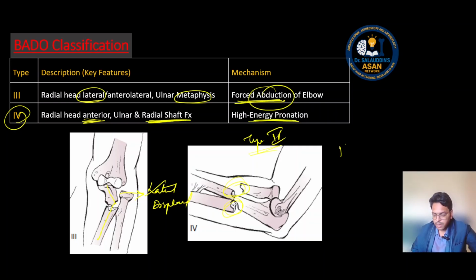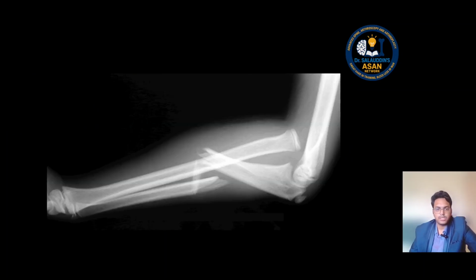Type 1 and type 4 are the same. The only difference is type 4 has a radius shaft fracture. Type 1 doesn't have. Okay. This is the Bado classification for Monteggia fracture.